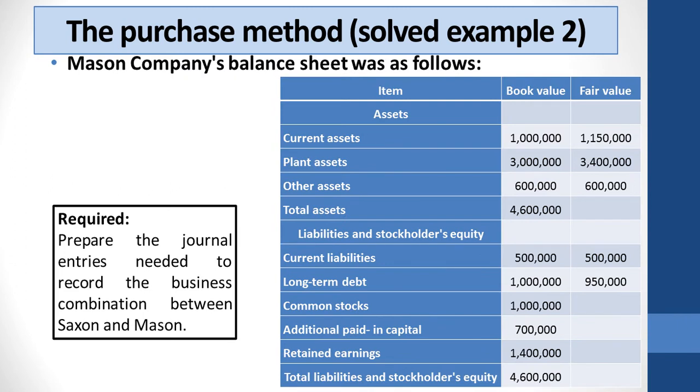We also have Mason Company's balance sheet. This is the balance sheet for Mason. We have the book value and the fair value for the assets and the liabilities. You are required to prepare the journal entries needed to record the business combination, like the last example, between Saxon and Mason.